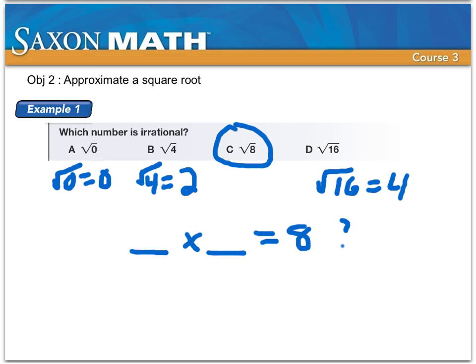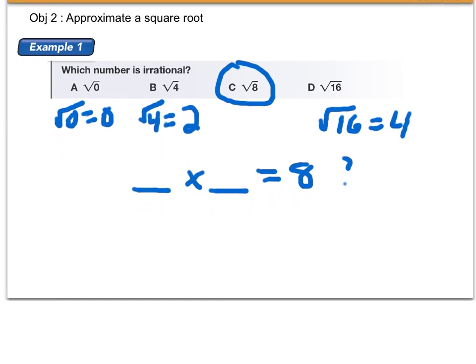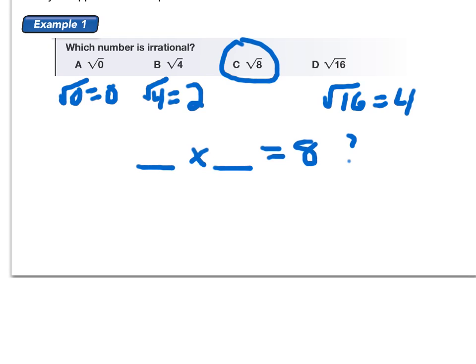Now to approximate a square root. Let's approximate what the square root of 8 is. So think of the perfect squares that are around 8. Well, 4 is a perfect square, and I know the square root of 4 is 2. What number higher than 8 is a perfect square? Well, 9 is a perfect square, and it's right around 8. The square root of 9 is 3.